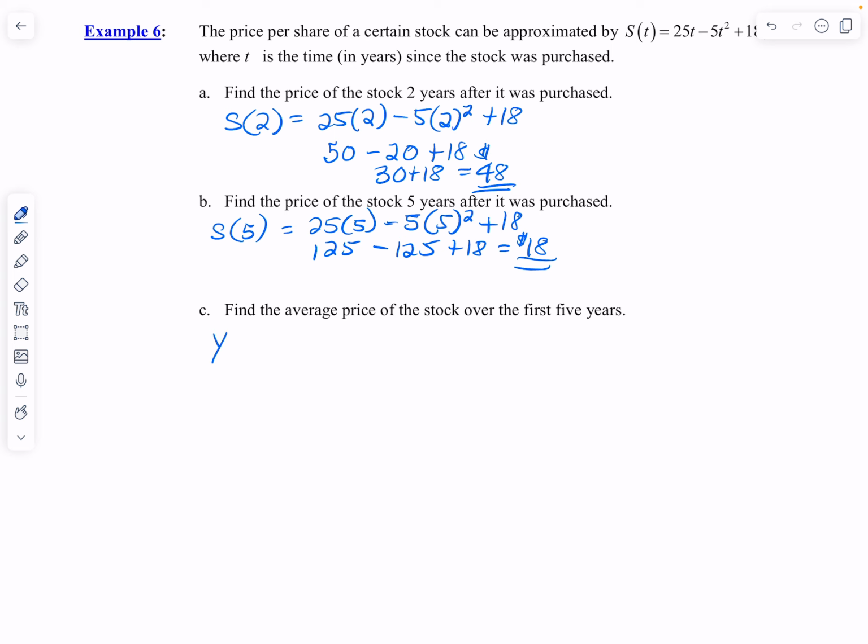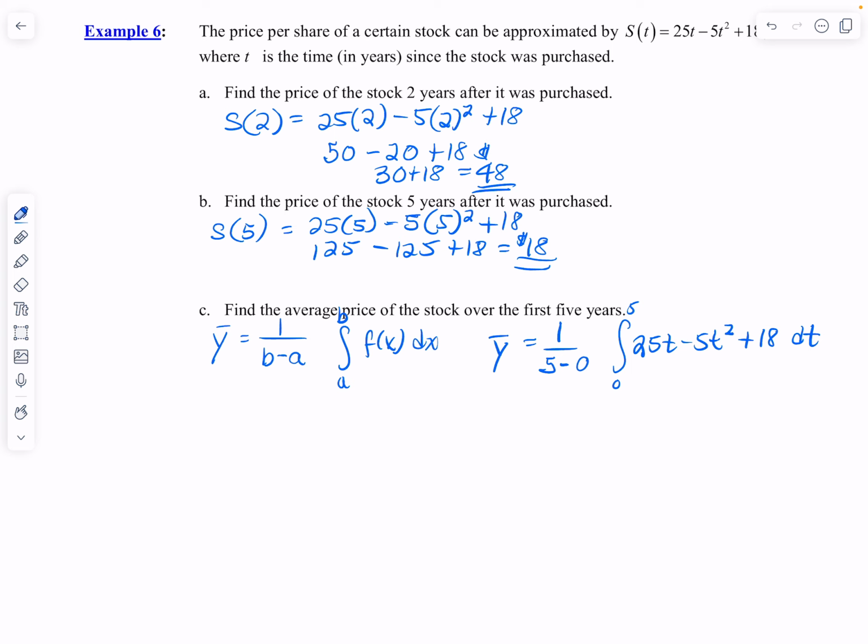It's asking me to find the average, so I'm doing y bar equals 1 over b minus a, integration from a to b of the function dx. So let's put everything together. It says the first 5 years, so b is 5 and a will be 0 because it's a 5-year stint. Integration from 0 to 5, and the equation is 25t minus 5t squared plus 18 dt. I'm going to integrate, but remember I'm going to leave 1/5 hanging out.